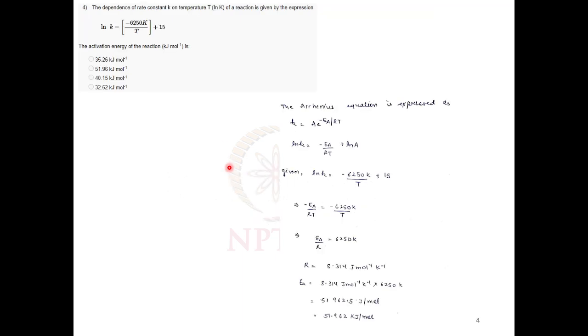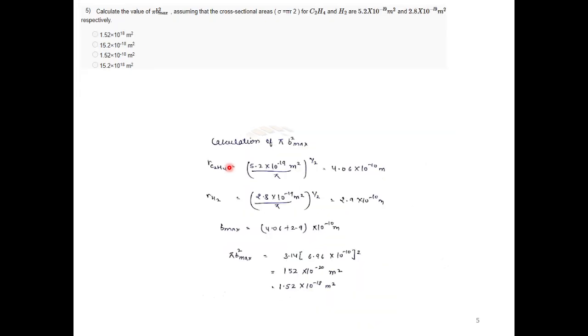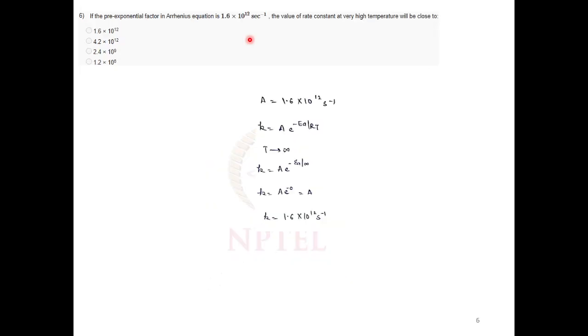So this is about the temperature plot where you need to find out the activation energy. This is basically k equals A into e to the power minus Ea by RT, and this is the formula. And if you see this one, you need to find out the pi b square, the meter square value, and based on this finding you can do some writing on this. So you need to find out this pre-exponential factor.